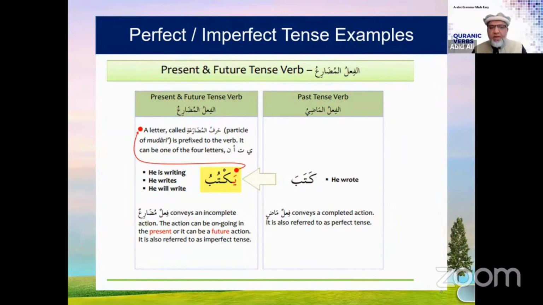So now what is the counterpart? If I want to say he's writing, or he writes, or he will write, I am going to say yaktubu. What am I going to say? Yaktubu. So what is the important thing to understand? That in the Madi, we said there is a suffix. Suffix came towards the end. In the present tense, there is a prefix. And that prefix is coming in the beginning.